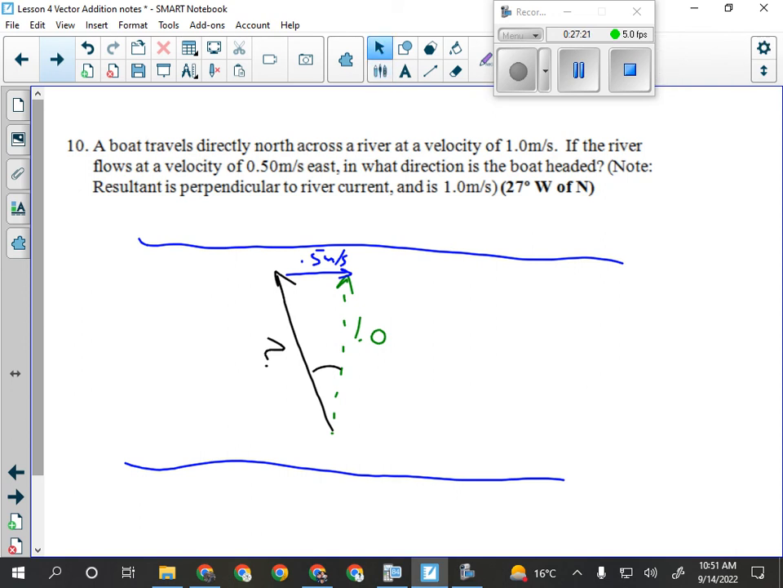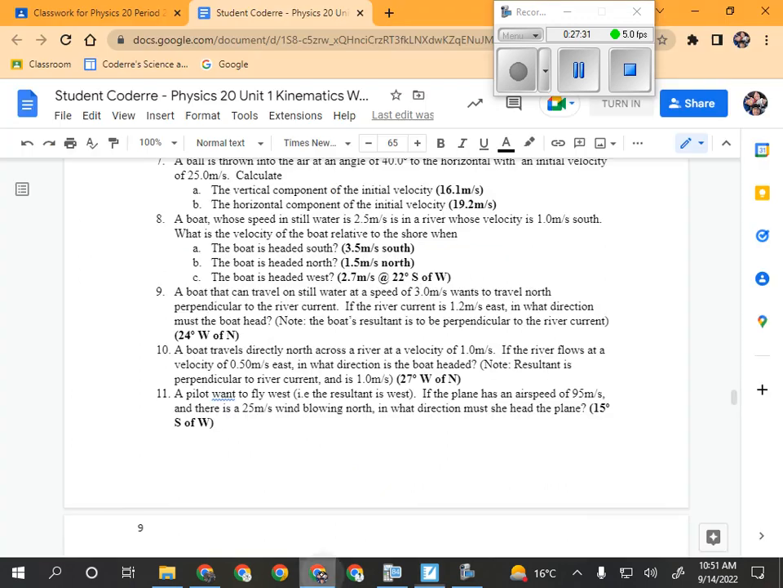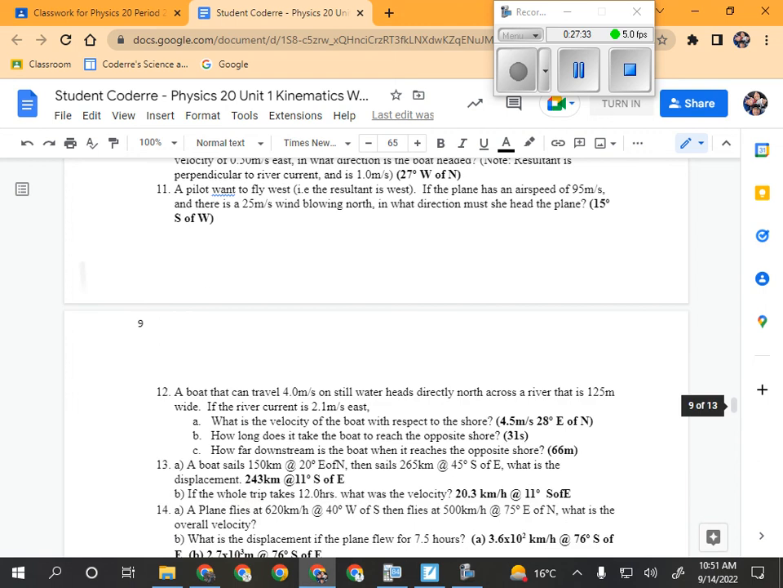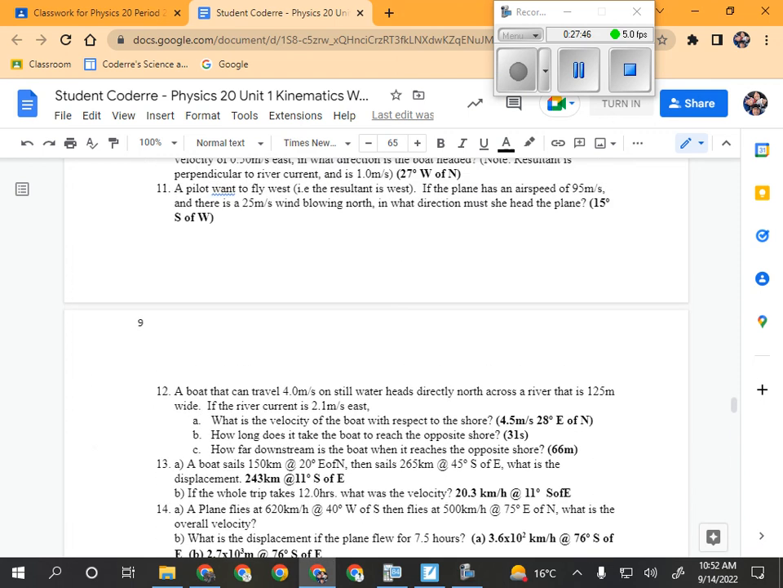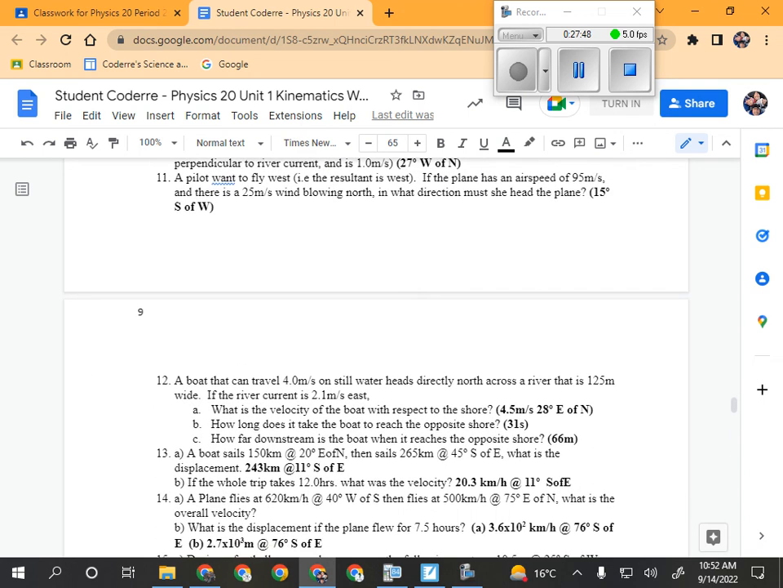All right, how many people are on question 11? Okay, and people are done question 11. If you're done question 11, then I'd like you to carry on to 12. 12 and 13, 12 is like the first one we did. It's like the first boat question that we did. So if you're done 11, try 12. And if you get 12 done, then you're getting into the types of vector questions that we want to head towards, which is two angled vectors together.